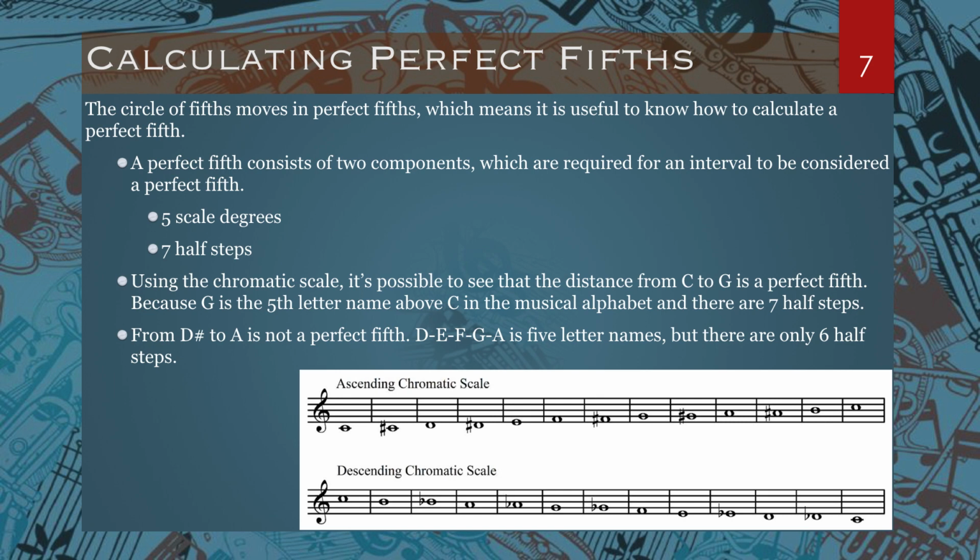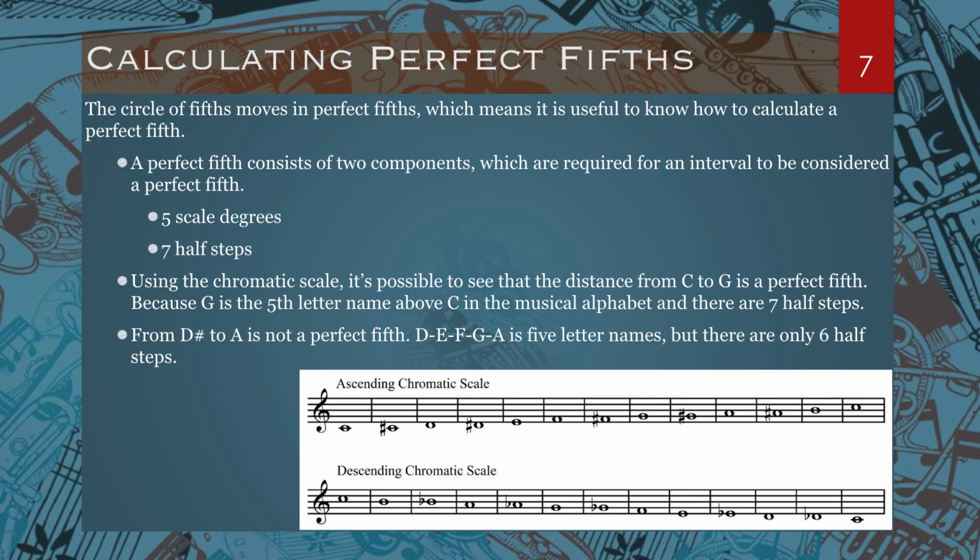As another example, let's say you start on the note E and you have to count up 5 letter names. So you go E, F, G, A, B. So we know that from E to B is a fifth. Now we have to figure out if E to B is a perfect fifth. So to do that, we have to make sure there are 7 half steps between E and B. So E to F is 1, F to F sharp is 2, F sharp to G is 3, G to G sharp is 4, G sharp to A is 5, A to A sharp is 6, and A sharp to B is 7. So E to B is a perfect fifth.